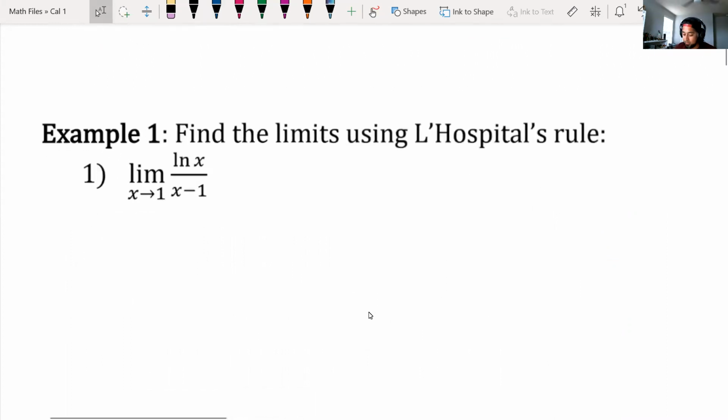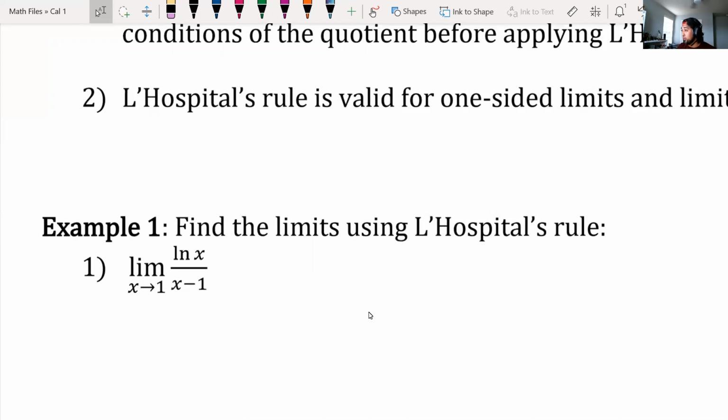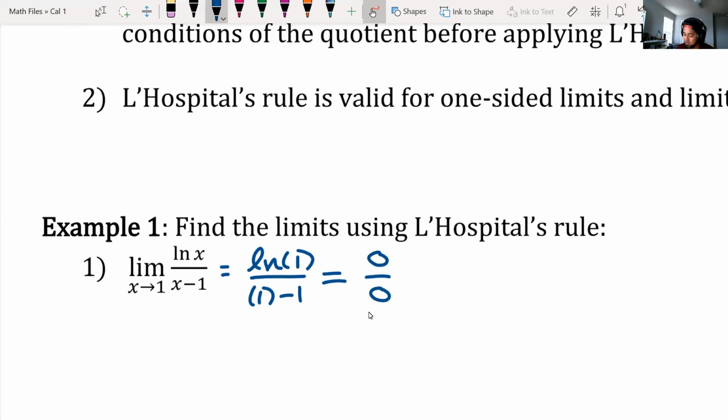Example 1. Find the limits using L'Hopital's rule. Okay, so the very first thing we're going to do is plug the number in. That's what we're always going to start with. So if we plug in the limit as x approaches 1, you'll get the natural log of 1 over 1 minus 1. And what is the natural log of 1? 0. Yay, 0 over 0. So we get an indeterminate form, which means that we can go ahead and use L'Hopital's.